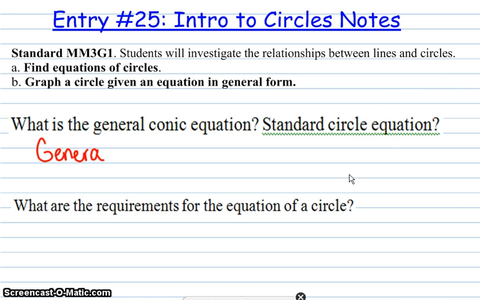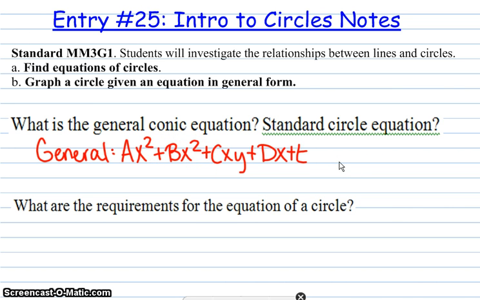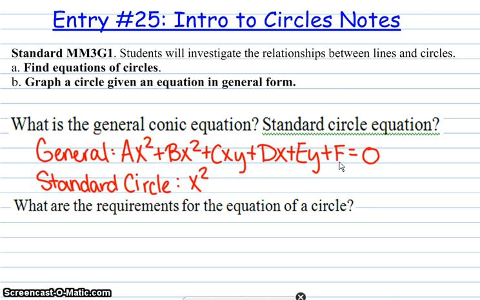So the general conic equation is really long. It's ax squared plus by squared. Oh, that's supposed to be a y right there. Plus cxy plus dx plus ey plus f equals 0. It's really, really long. And then we have our standard form of a circle equation, which is x squared plus y squared equals r squared. And we'll get more into what that means in particular in just a minute.